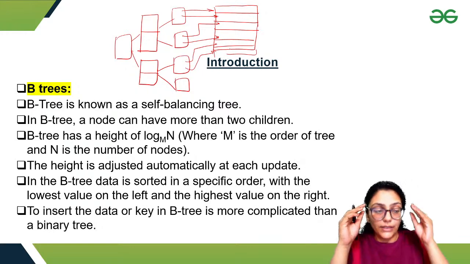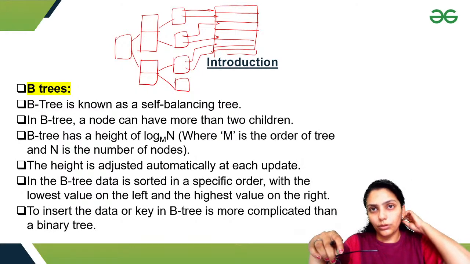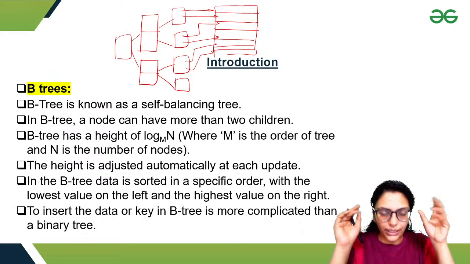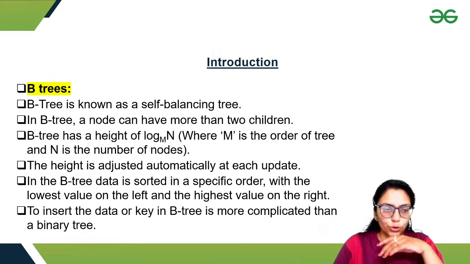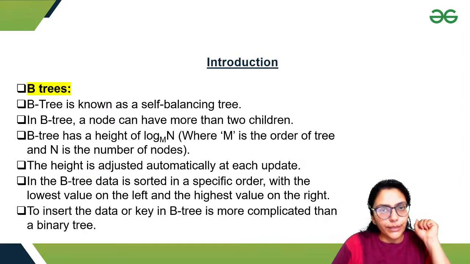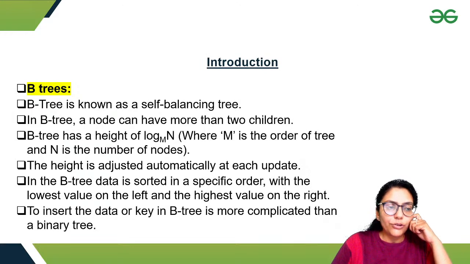This multi-level indexing can be done in two ways, by using B trees or B plus trees. First we will be talking about B trees and then I'm going to talk about B plus trees. What are the characteristics of B trees? A B tree is known as a self-balancing tree.